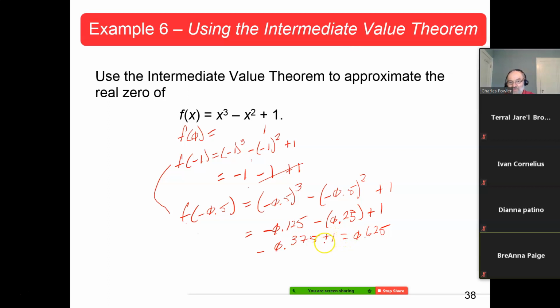So pick something in between those two, and I don't know what to pick. This is further away. This is a -1. This is a positive 0.625. So I think it's going to be something closer to -0.5 than it is to -1. So let's do -0.7. So let's do f of -0.7. Now this is a real pain in the neck because these are not pretty numbers. I don't know what -0.7 cubed is.